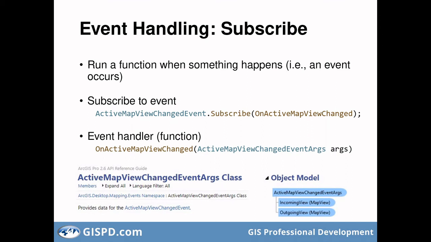In this example, the first line of code says that we want to be notified when the active map view changes, and when it does, run a function. The function to call is onActiveMapViewChanged, and when it runs, the system gives it some information in an arguments object. That arguments object tells us which map view is being activated and which one is being deactivated.